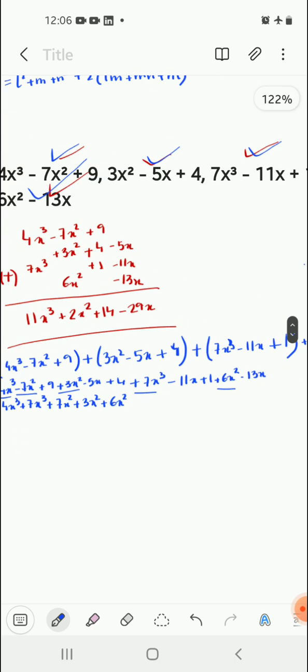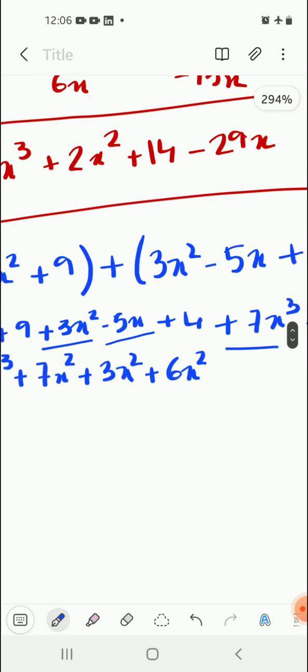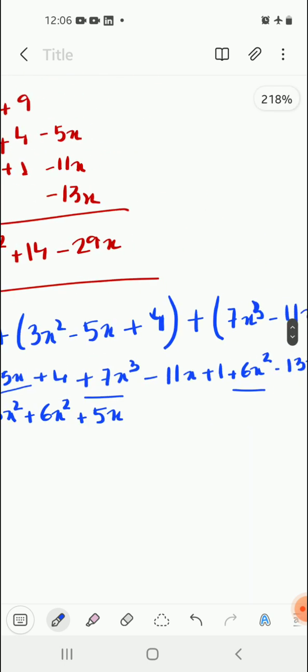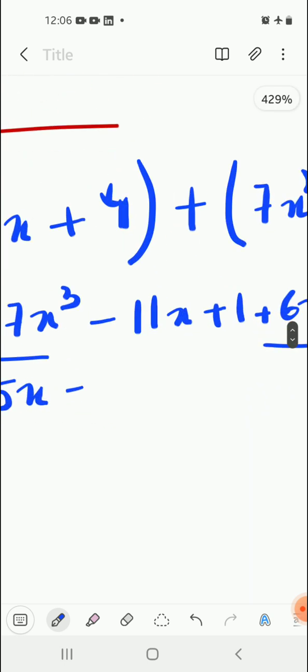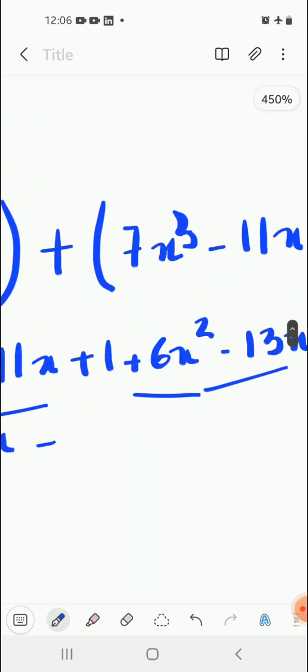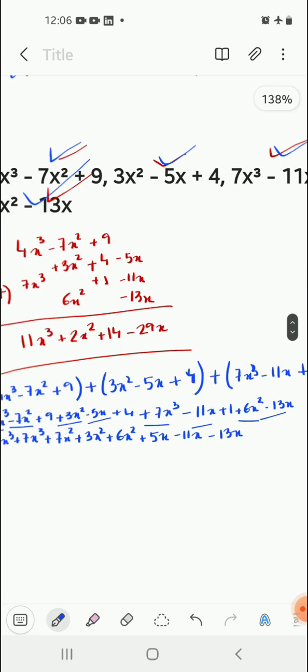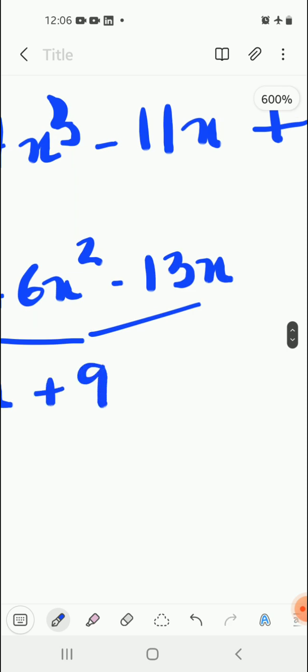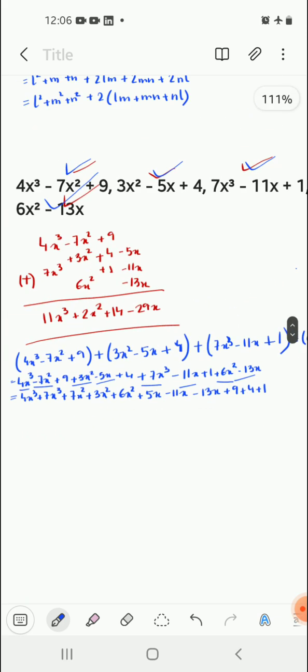So this is done. After this, we are going to write all the powers of x together. So minus 5x, then we've got minus 11x, then we have got minus 13x. After this, we are left with only the constants, that is plus 9, plus 4 and plus 1. This is what we are left with.